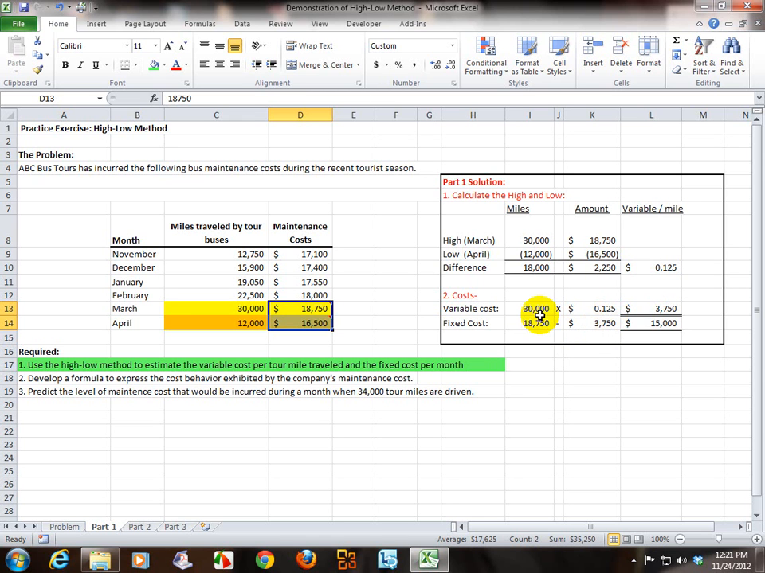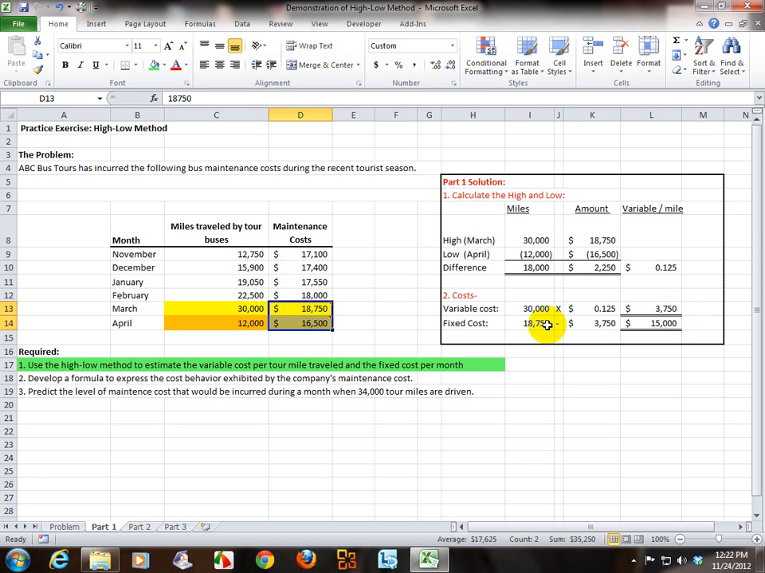So we'll pick the high month, which is 30,000 miles times our 12.5 cents, which tells us that in the month of March we had $3,750 of variable costs. If we subtract the variable costs from the total cost for that month, we will get the resulting fixed costs of $15,000. The $15,000 fixed cost plus the $3,750 gets us back to the $18,750 for that month.